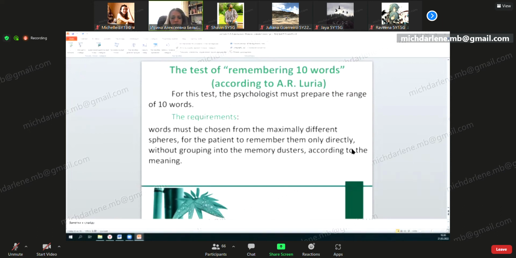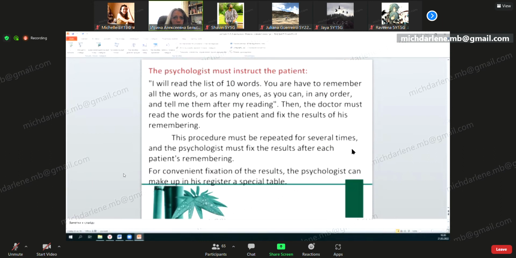repeat this test 4 times, usually 4 times, and psychologists must fix the results after each patient's remembering. So this is the main principle of the 10 words test. The instruction for the patient you can see on your screen. I think it's not needed to read. You can make a photo and use this instruction.